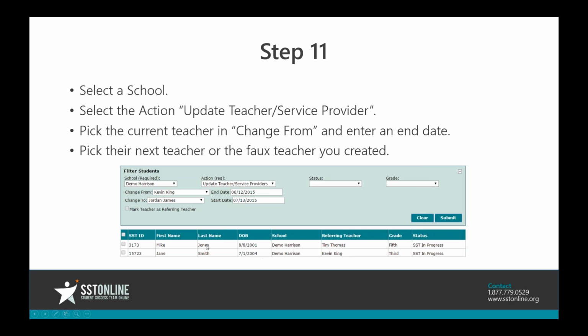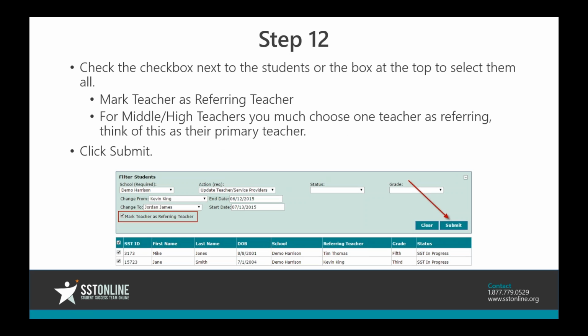You can change all the students if you need to, or you could pick and choose which go where. So if you know that Kevin's caseload is going to go to Jordan, but only 3 of the students are going to Jordan, and one of them is going to Tom, then you can just pick the 3 and then do the 4th one over again. All right, so you'll mark next to the students that you're going to change.